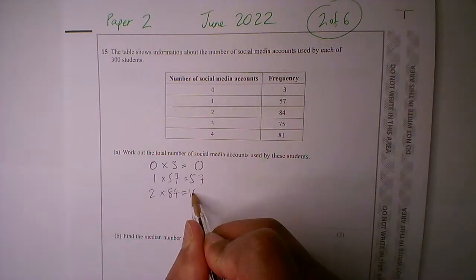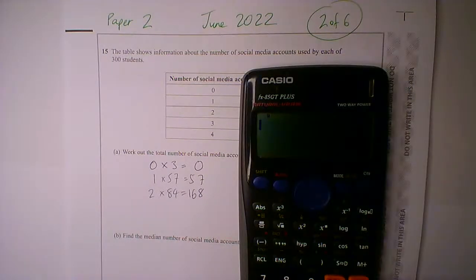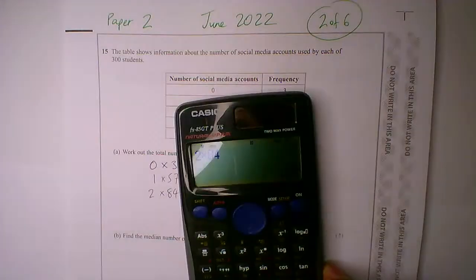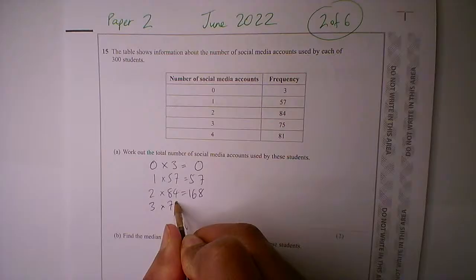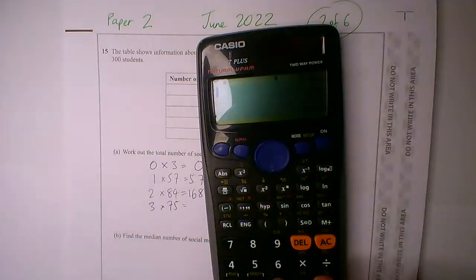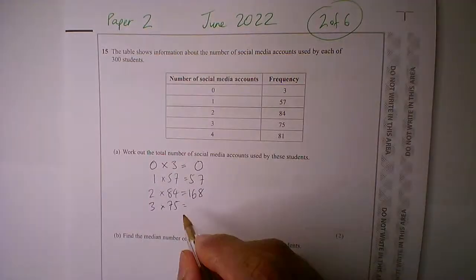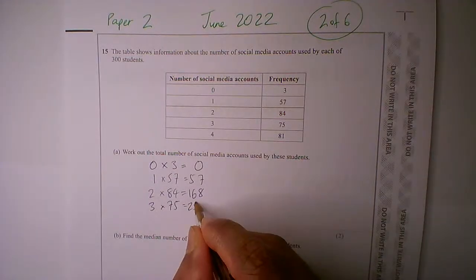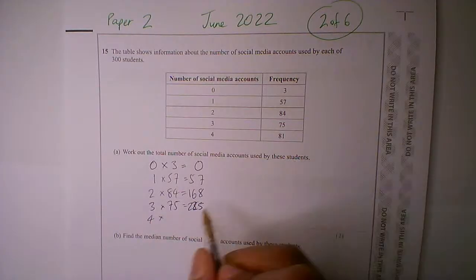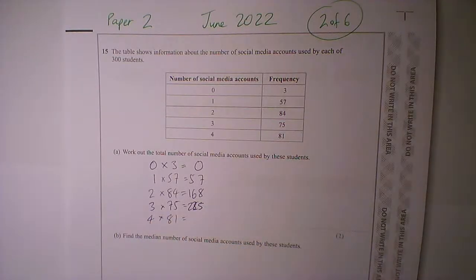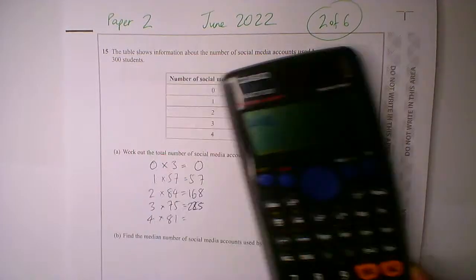gives me 168, and it is a calculator paper, so you don't have to do it in your head, just get your calculator. 2 times 84 gives us 168. The next one, 3 times 75, that gives us 225. And then the last one, 4 times 81, gives us 324.